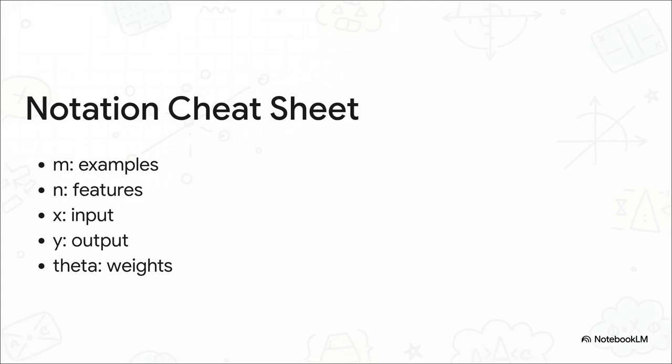Now, to actually talk to a computer, we need a shared language. So keep this mental notation cheat sheet handy as we go. We use a lowercase m for the total number of training examples, so our 47 houses. n is the number of features, like bedrooms and area. The input variables are x, and our target price is y.